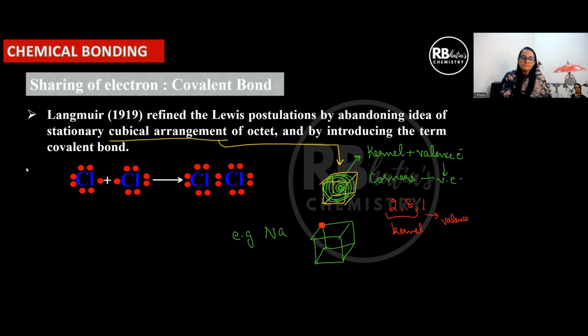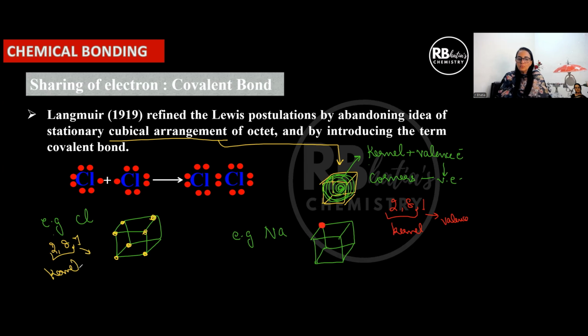Similarly, if I wanted to express something like chlorine, what would I do? I would again draw a cube, and a cube has 8 corners suggesting octet. So I will write here, and now I'm going to put 7 electrons here. 7 corners will be occupied. Why? Because chlorine configuration is 2, 8, 7. This much part is the kernel and 7 is the valence electrons. I hope this is clear.